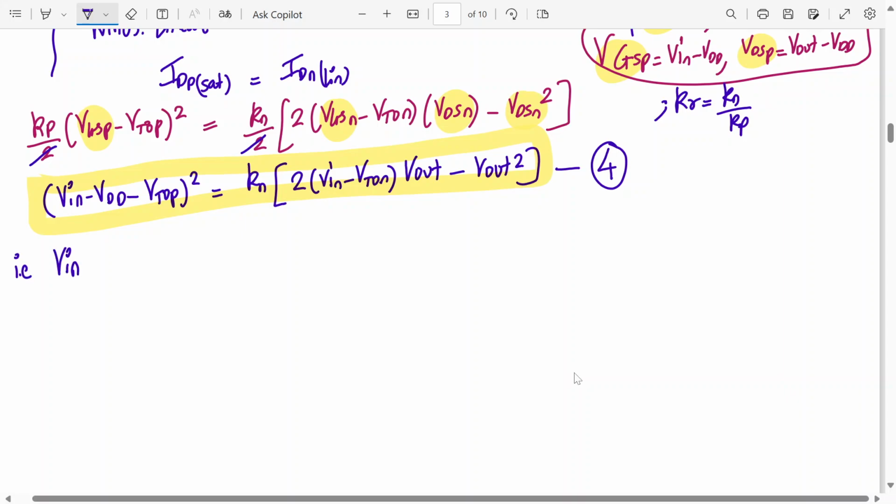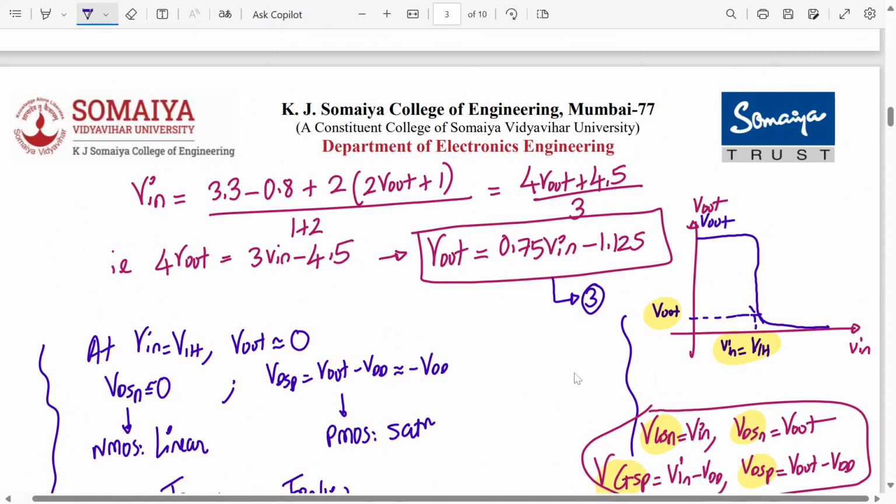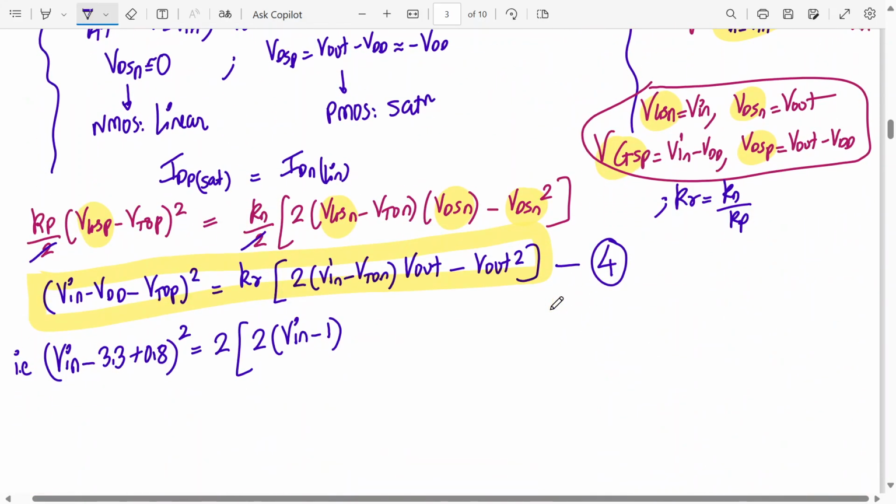So it will be V in minus VDD, which is 3.3, VTOP is minus 0.8, so this will be plus 0.8, the whole square. This will be KN, sorry, KR. Sorry, this is one mistake. KR is 2 basically. So this is 2 into V in minus VTON, which is 1 volt. What is V out? V out is 0.75 V in minus 1.125.